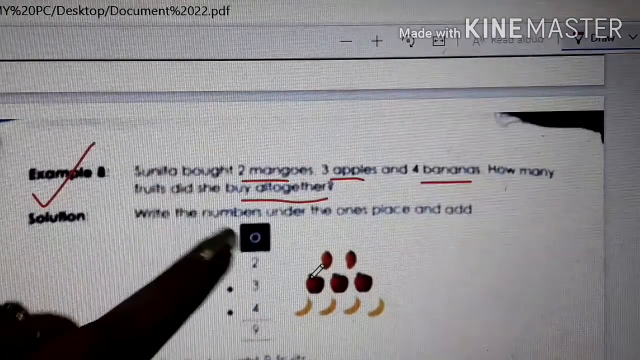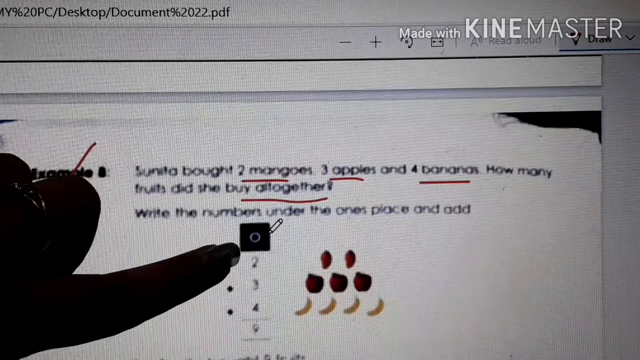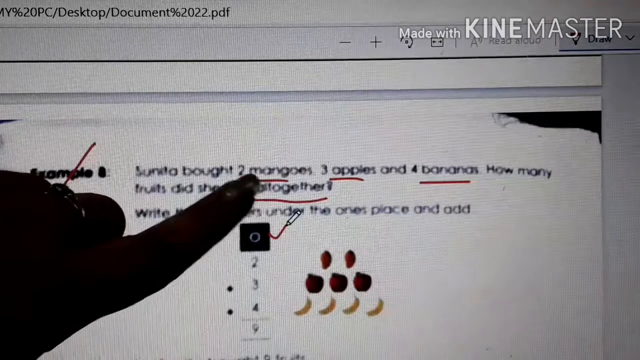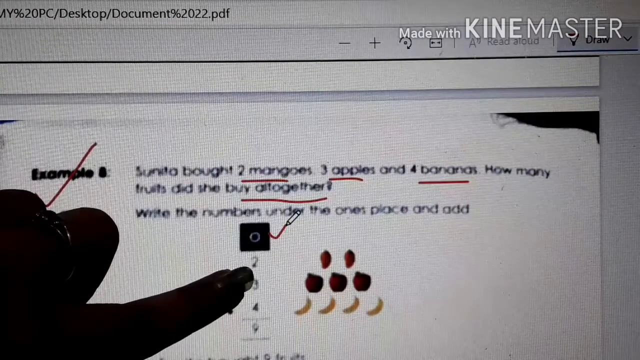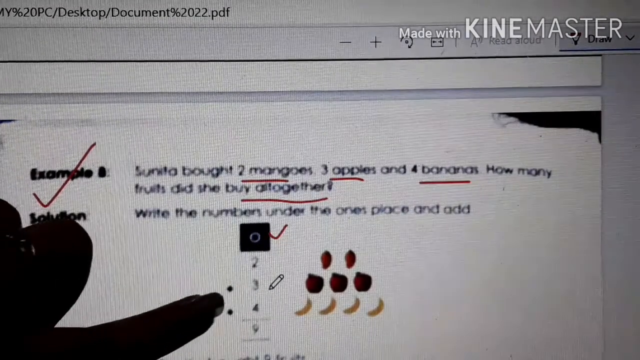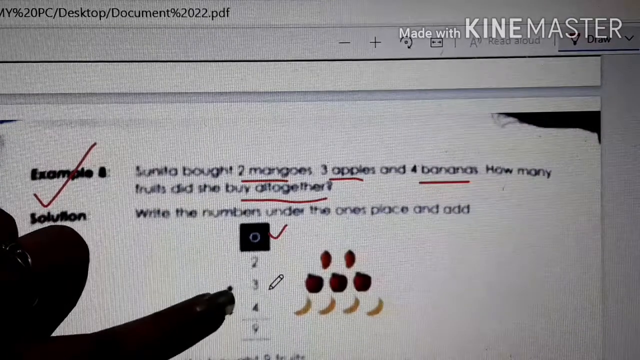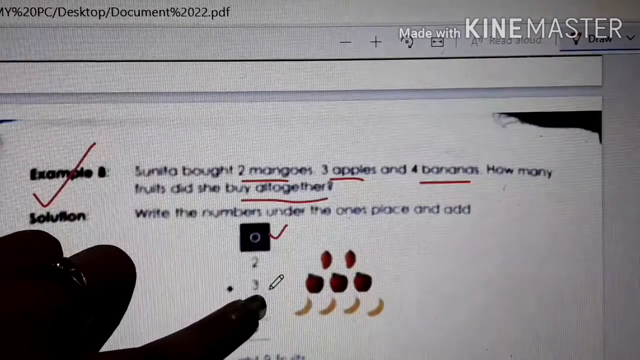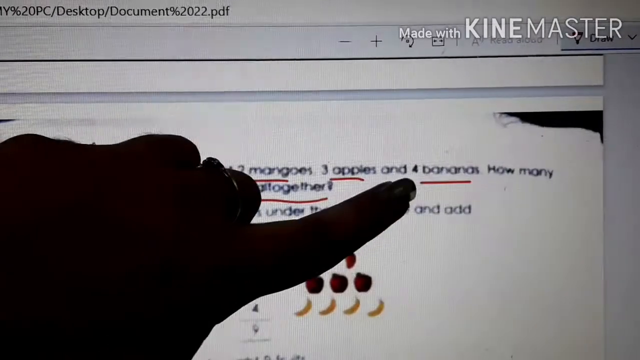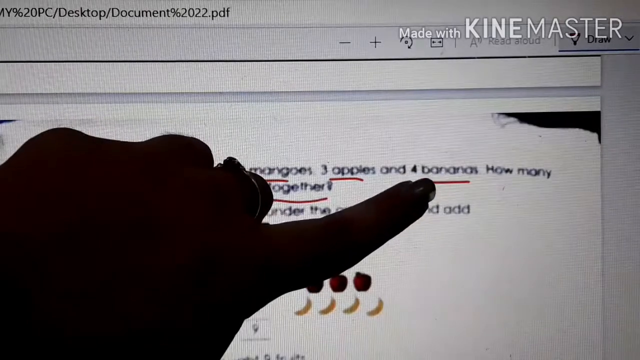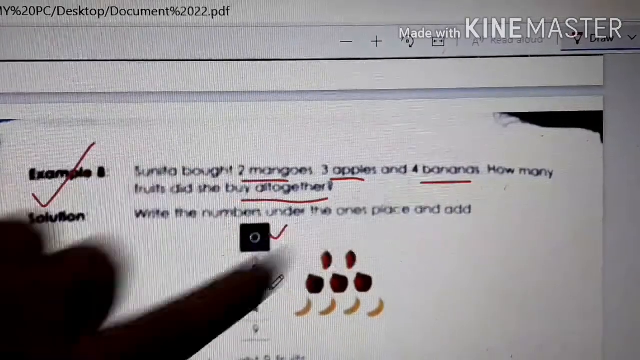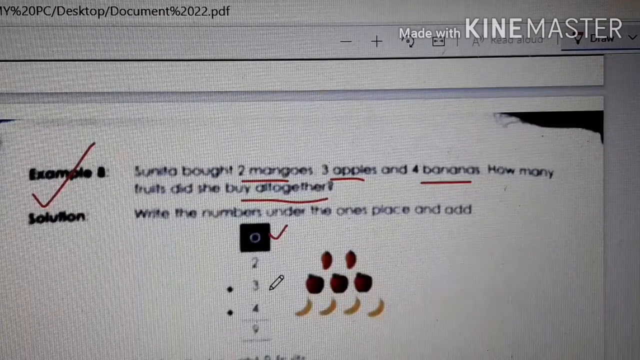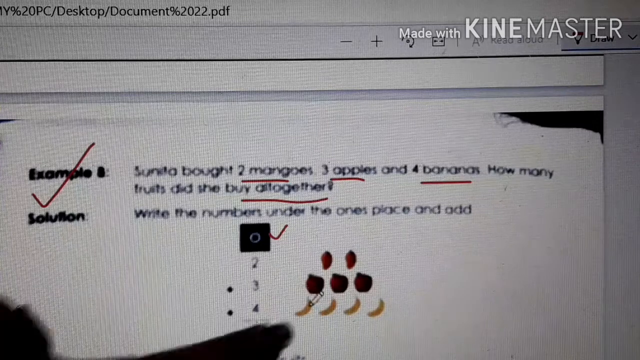It comes under ones place. So put ones place. Below ones place, children, first you will put what is the first fruit? 2 mangoes. So you write 2. Plus, there will be plus signs, children. Next fruit is what? 3 apples. So you will write 3. Then the third fruit is 4 bananas. So you will write plus 4. Is it clear?